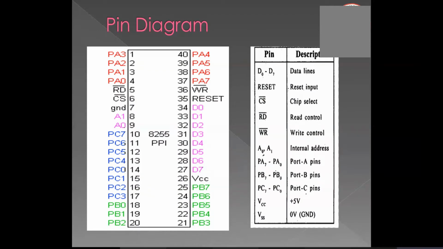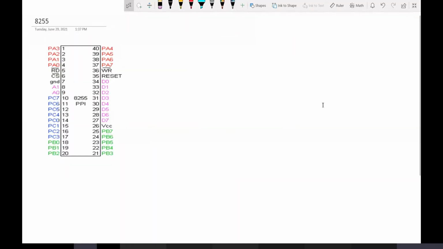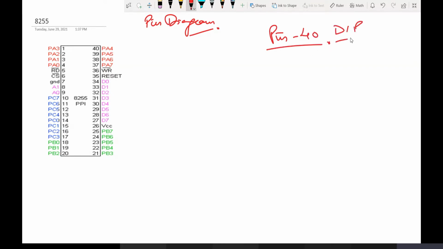So this is how the pin diagram of your 8255 looks like. Let's study that pin diagram. Are you guys able to see this? Yes, sir. Okay, so this is the pin diagram. You can see the same pin diagram I'm having here. You can see how many pins we are having. We are again having the 40 pin. The package is called DIP, dual inline package.